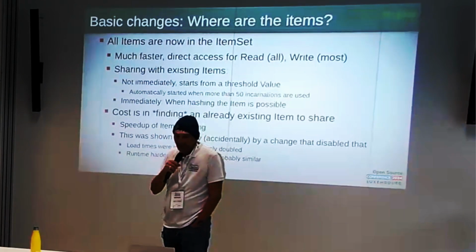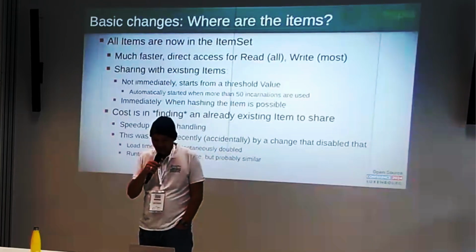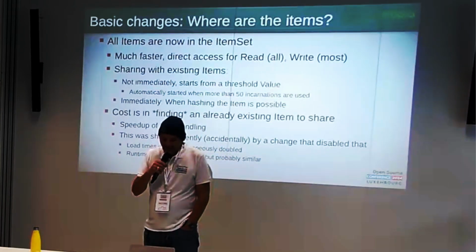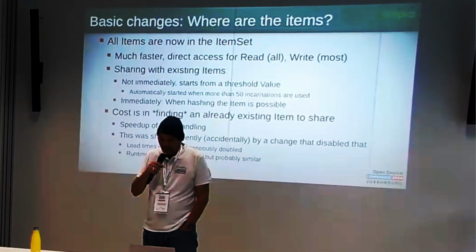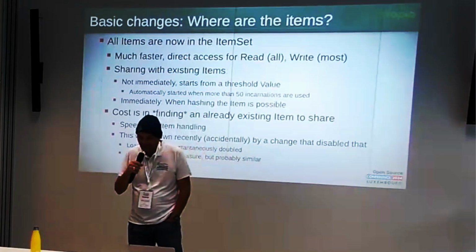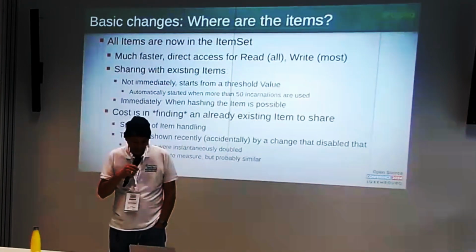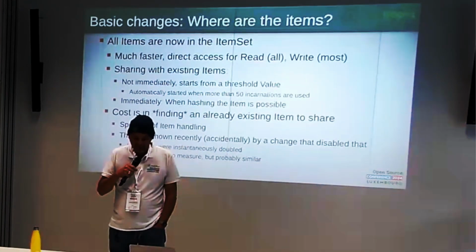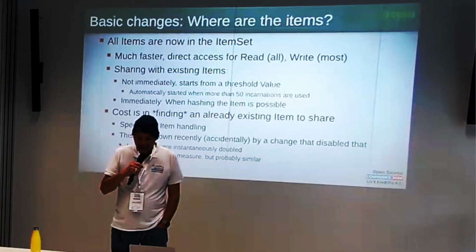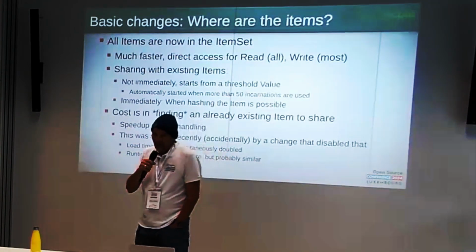This had some reasons, and in the past it was very important to share all those items, but the sharing with existing items is now not immediate as it was before, but starts with a threshold value. And this brings the speed improvement I was hoping for, because the cost is in finding an already existing item which you want to share. So this is where a good speed up comes from.